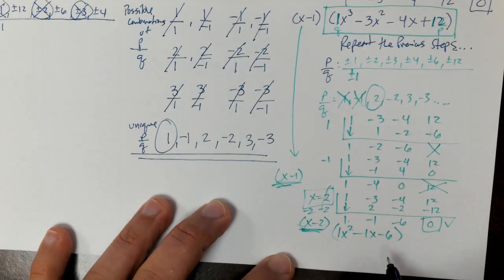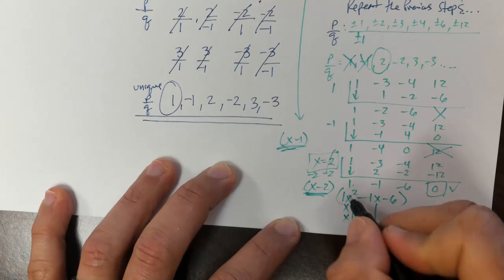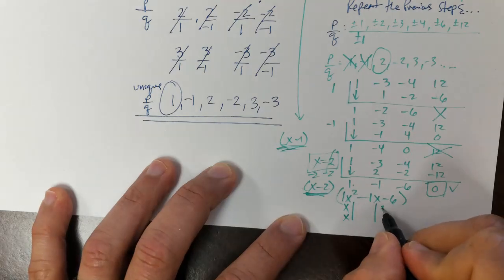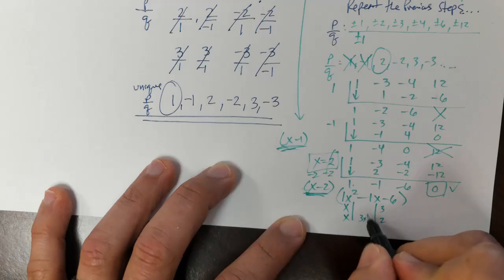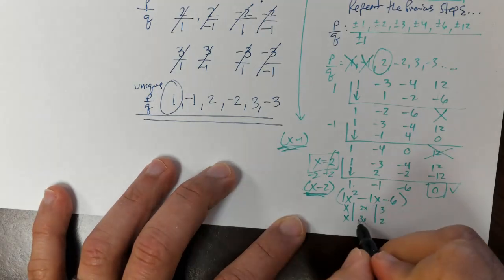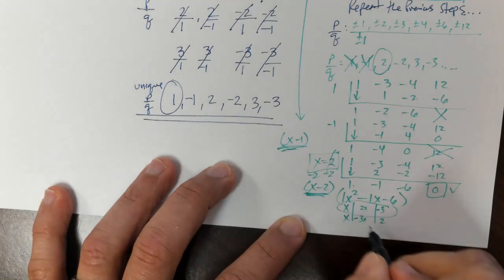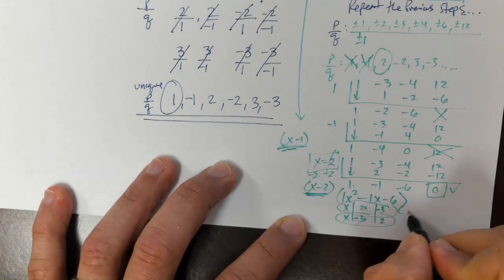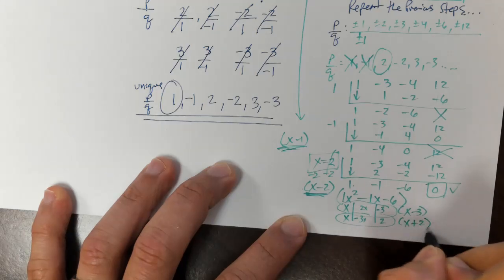Can I factor the quadratic? The factors here are going to be x times x is 1x squared, and 3 times 2. As I cross multiply, I get 3x and 2x. In order to get a negative 1, I have to do 2 minus 3. So I have my factors here: x minus 3 and x plus 2.